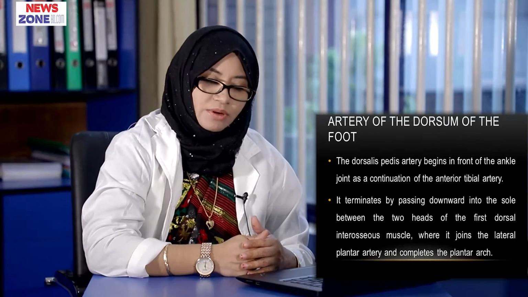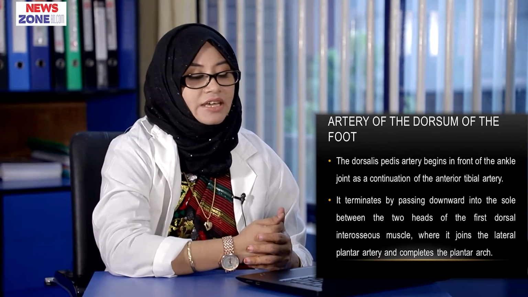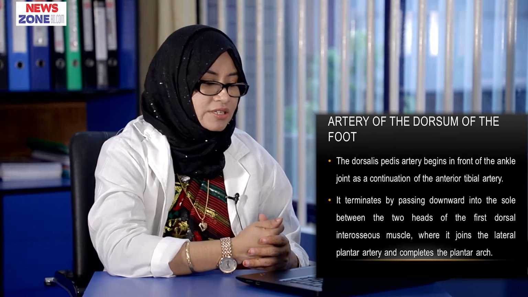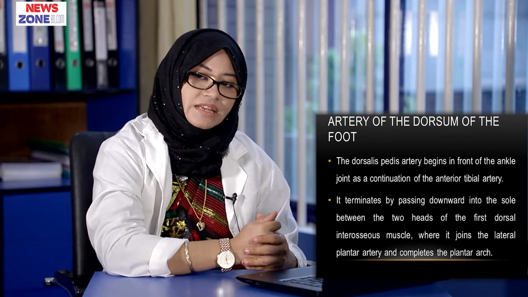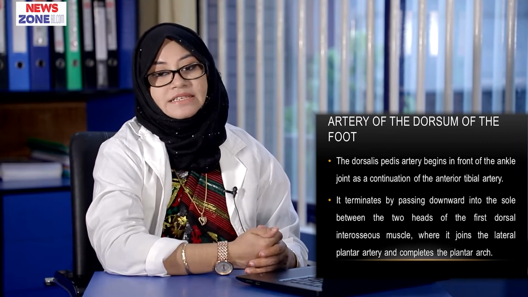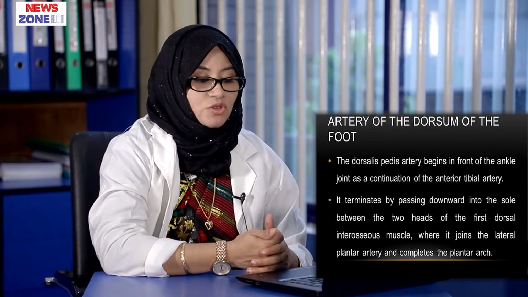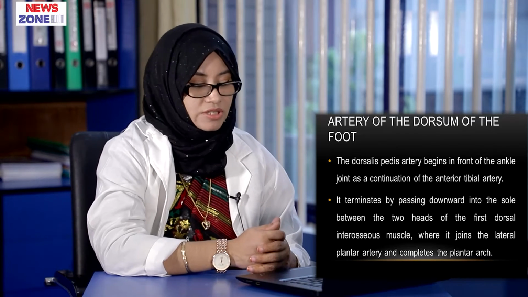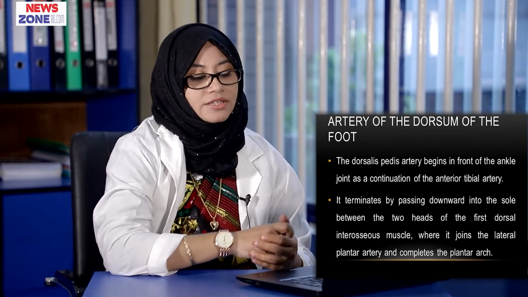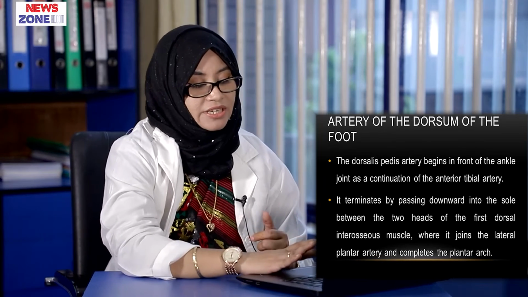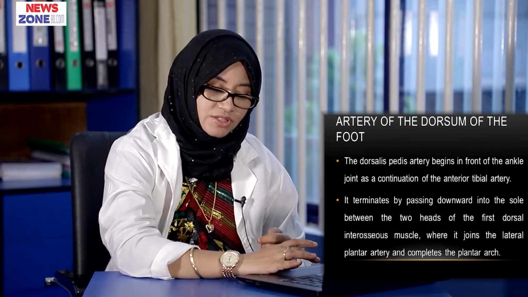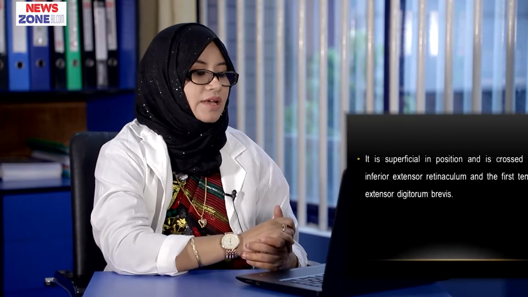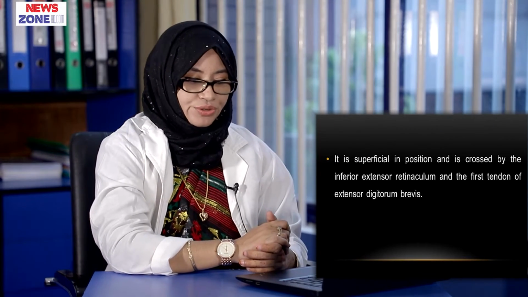Now, artery of the dorsum of the foot. The dorsalis pedis artery begins in front of the ankle joint as a continuation of the anterior tibial artery. It terminates by passing downward into the sole between the two heads of the first dorsal interosseous muscle, where it joins the lateral plantar artery and completes the plantar arch. It is superficial in position and is crossed by the inferior extensor retinaculum and the first tendon of extensor digitorum brevis.